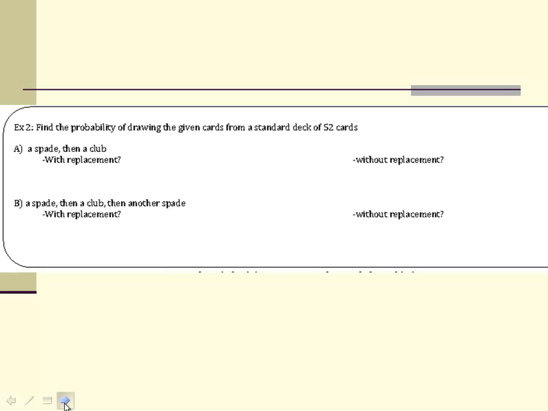Drawing cards from a deck of 52. Well, if I have a spade, then a club. Well, there are 13 spades out of the 52. If I pick a spade and then put it back, there are still 52 cards to choose from, and 13 of them are clubs. So what I end up getting, and I'm just going to simplify for time, you end up getting a probability of 1 out of 16. Make sure that when you reduce this, you know how to get 1/16.